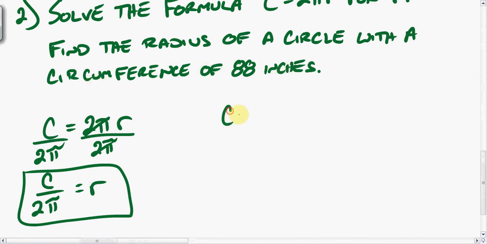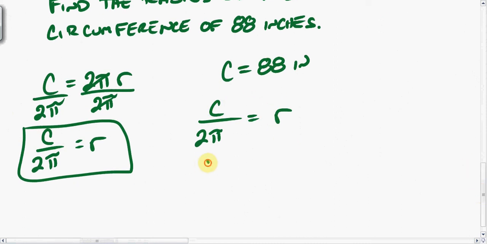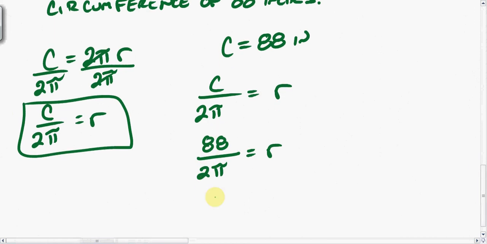We know C is the circumference, so C equals 88 inches. I'm going to use my new formula where C over 2 pi equals r. So I'm going to substitute in 88 for C. So I've got 88 over 2 pi equals r. And notice 2 goes into 88 44 times. So we're left with 44 over pi, and we'll call those inches, equals r.